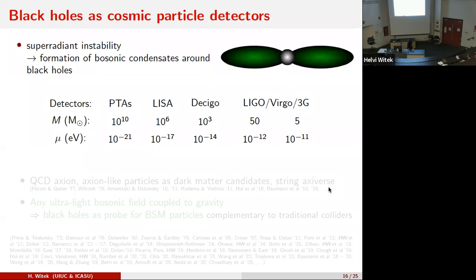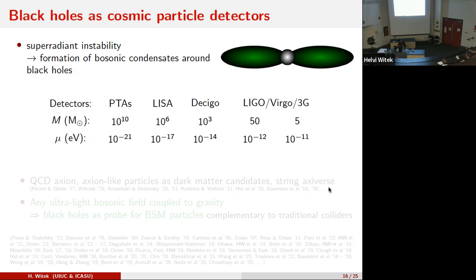If we talk about LISA, remember the Laser Interferometer Space Antenna that I mentioned to you, where we want to look for black holes in the range of 10 to the 5 to 10 to the 7 solar masses, we would probe for particles in the regime of 10 to the minus 17 electron volts. And if we go to even higher black hole masses, something like 10 to the 10 or 10 to the 9 solar masses, we would be probing fields in the range of 10 to the minus 20, 10 to the minus 21 electron volts. And in this regime, these particles have actually become somewhat popular as certain dark matter candidates.